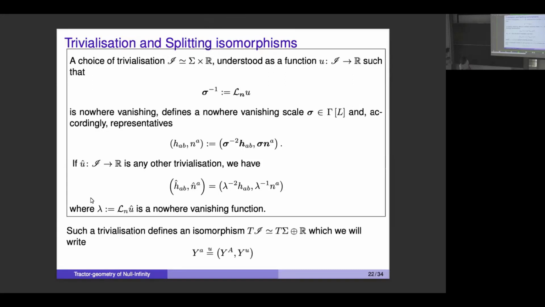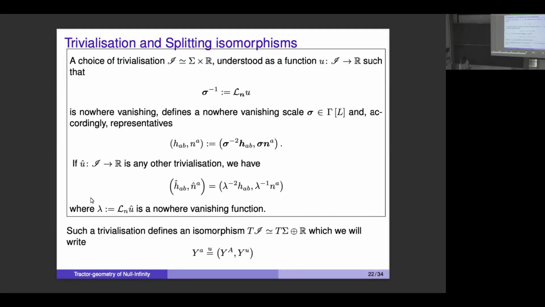One thing such a trivialization does is that it splits your tangent bundle. You already had a vertical direction. Now you have a foliation by u, so it also splits your tangent bundle between vectors which are horizontal, which I'm going to write with these abstract A indices, and the vertical direction, which is going to be the u part.